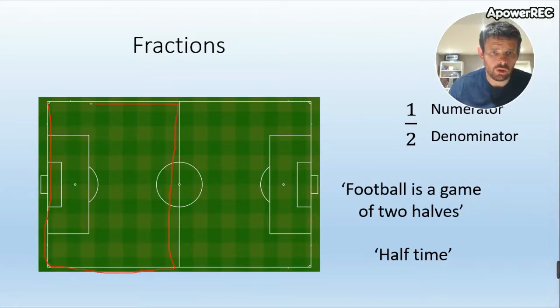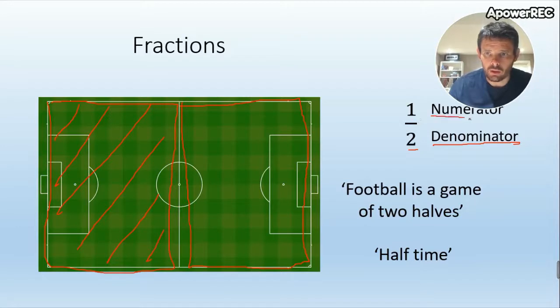We divide into 2 pieces, 1, 2. There's our denominator. We've divided it into 2 pieces, and we want one of those pieces. That's our numerator. 1 out of 2, this is half.